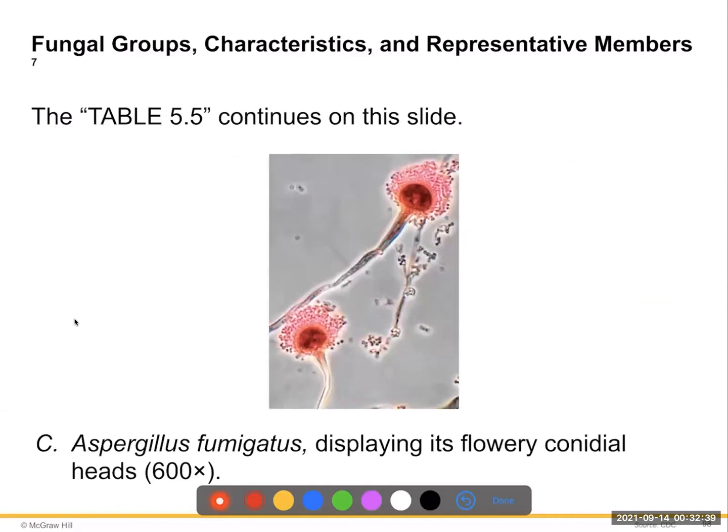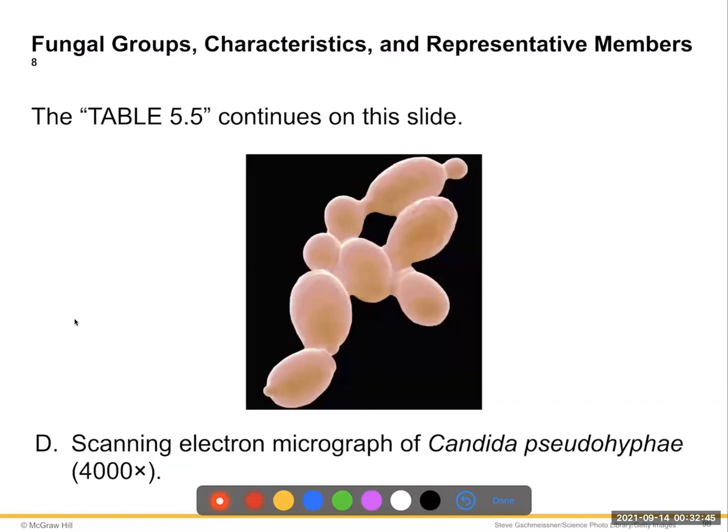Aspergillus fumigatus, okay, displays a flowery appearance of these spores that are going to separate. And these are the different buds that you saw before, as these buds stick together. Scanning electron microscope of Candida pseudohyphae. Remember, it's pseudohyphae because it doesn't have real septa dividing it, and they're not growing as one piece. They're the buds that form off that branch. They don't completely separate, and it forms this fake chain, basically, where the buds just don't separate. That's what's called pseudohyphae.